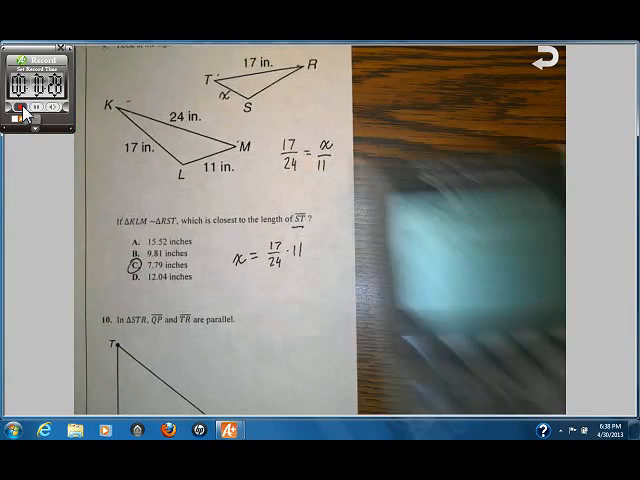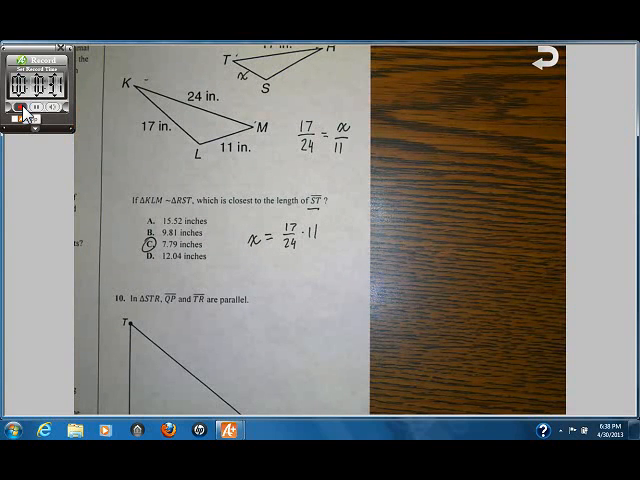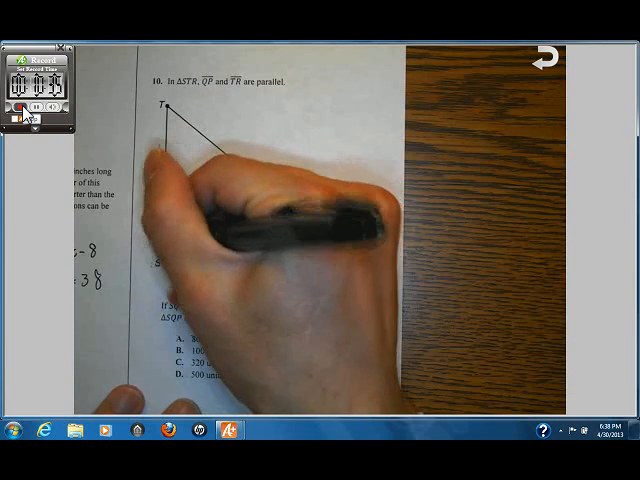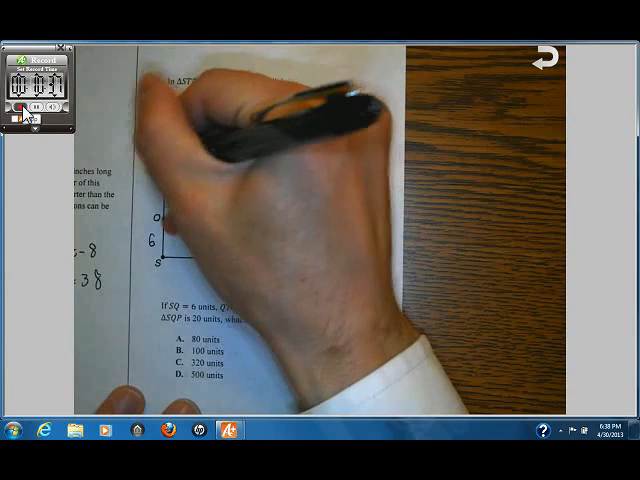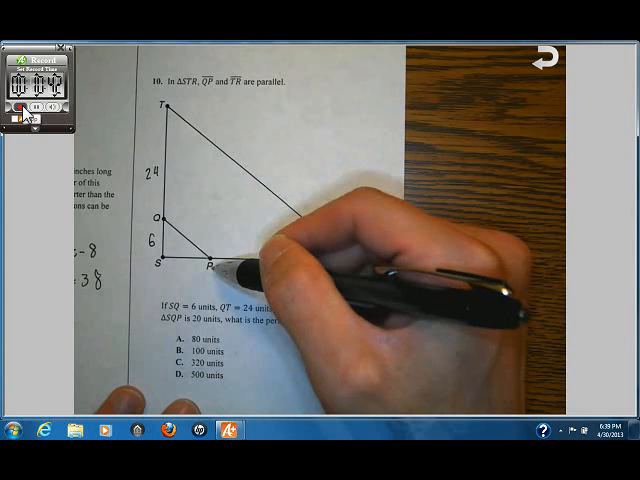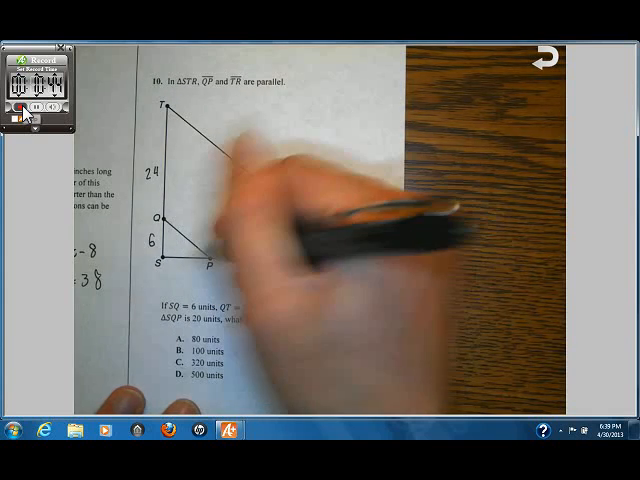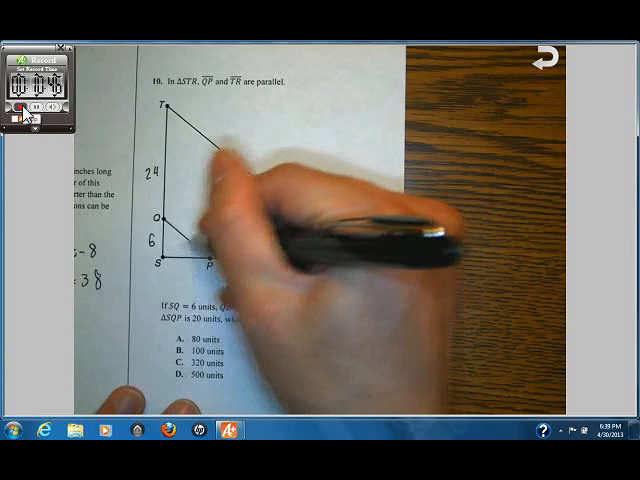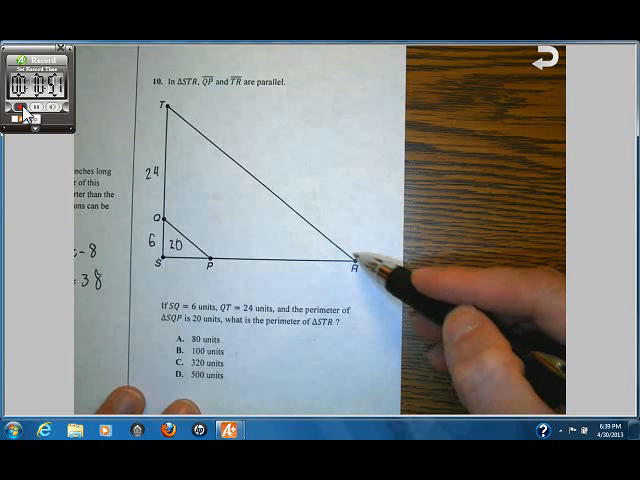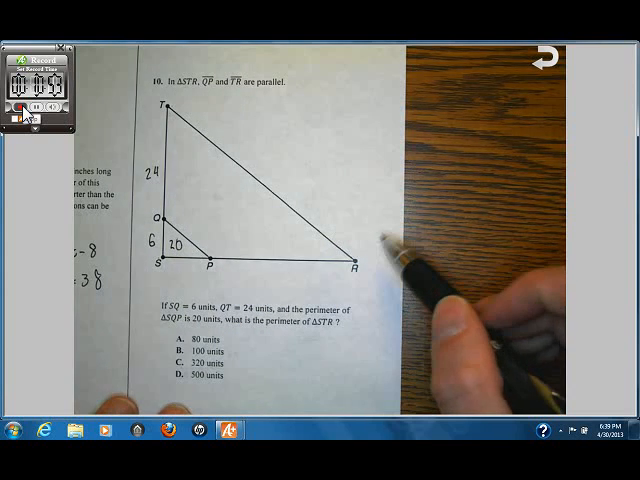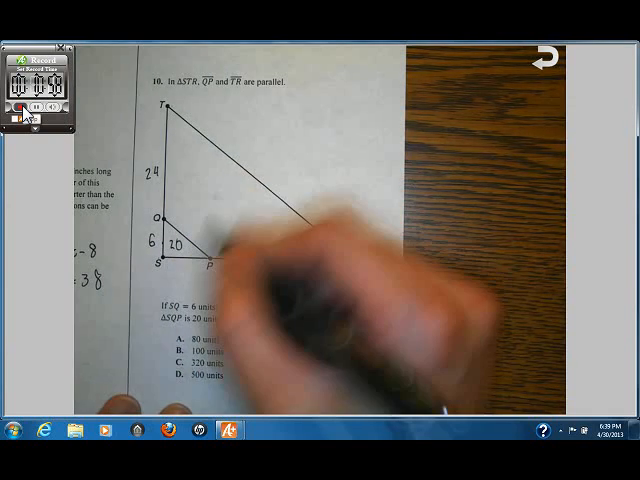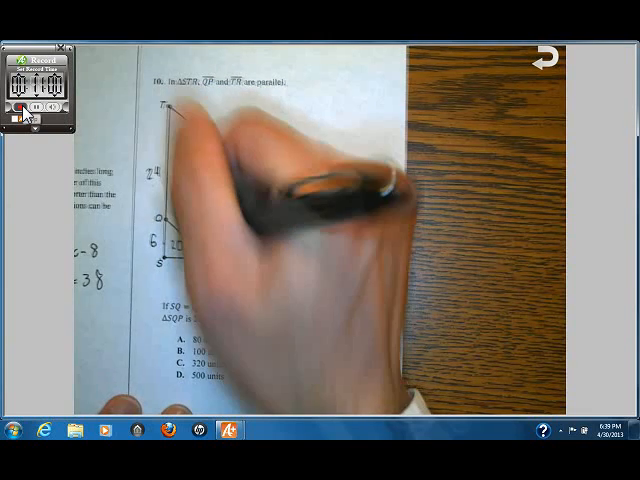Okay, last one. If SQ is equal to 6 and QT is equal to 24, and the perimeter of SQP is 20, so let's put the 20 in here. What is the perimeter of STR? Well, this is a part to a whole. So from the little triangle to the big triangle, it's actually not a factor of 4, but rather a factor of 5, because ST is actually 30.